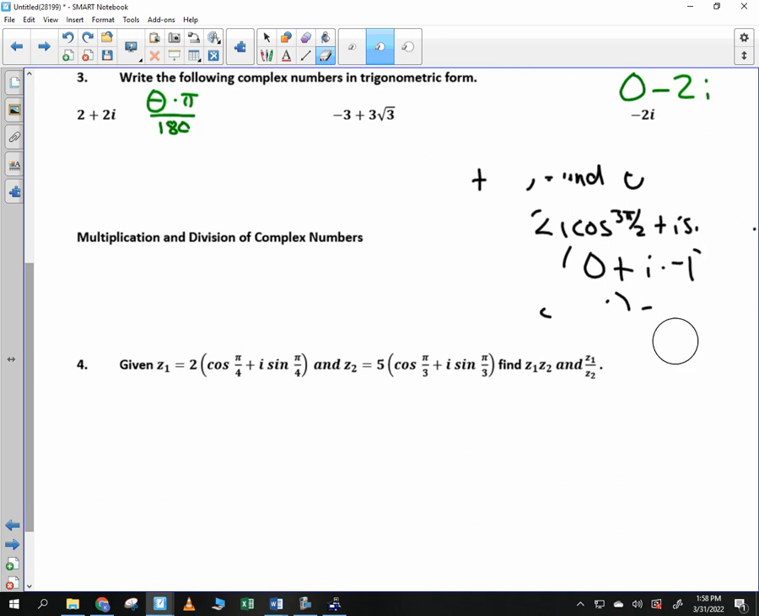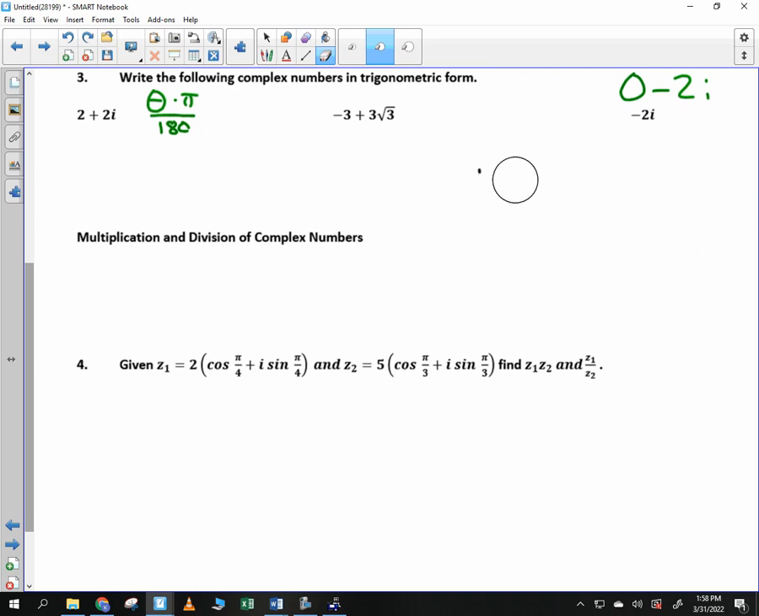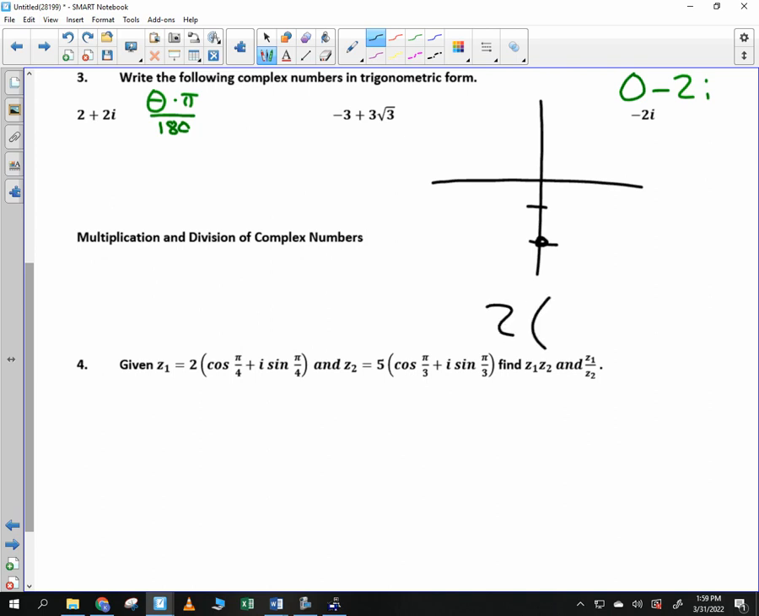So, here's how I do the problem. I see negative 2i, and I plot it right there in my brain. What's the distance from there to 0? 2. What's that angle? Which is 3 pi over 2. And I am done. You see that? Like, you can visualize it, too. You see what I'm saying?